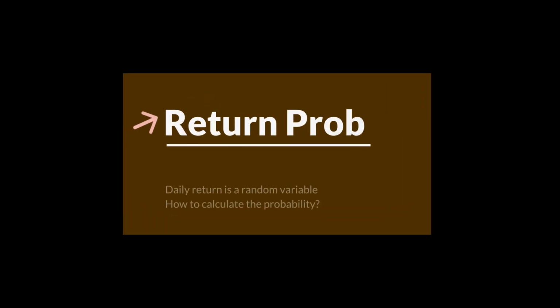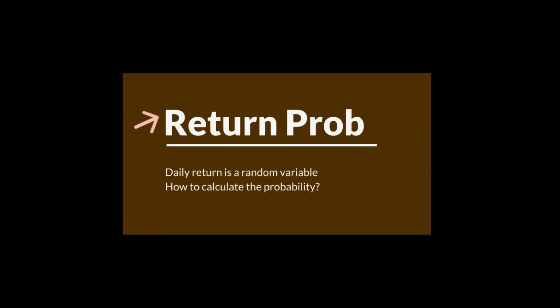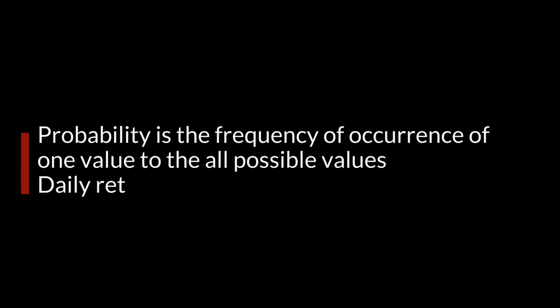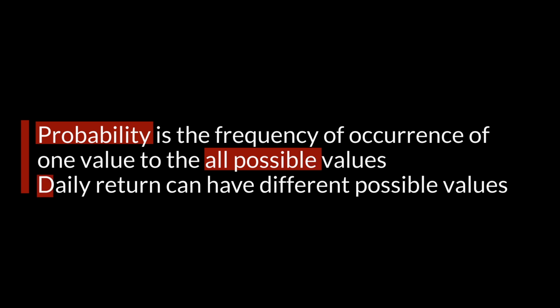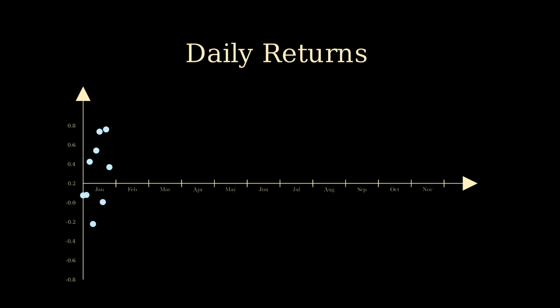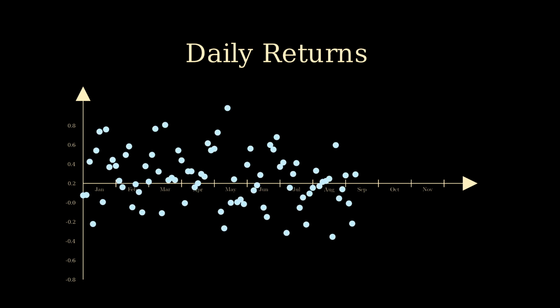Now, we have the random variable, our daily return. How can we calculate the probabilities? The probability is basically the frequency of a specific value relative to all possible values. For our daily return, yes, it is a continuous value, but we can make some buckets and treat it as a discrete value. So what do I mean by that? Let's say over time, my daily return is something like this, all over the place.